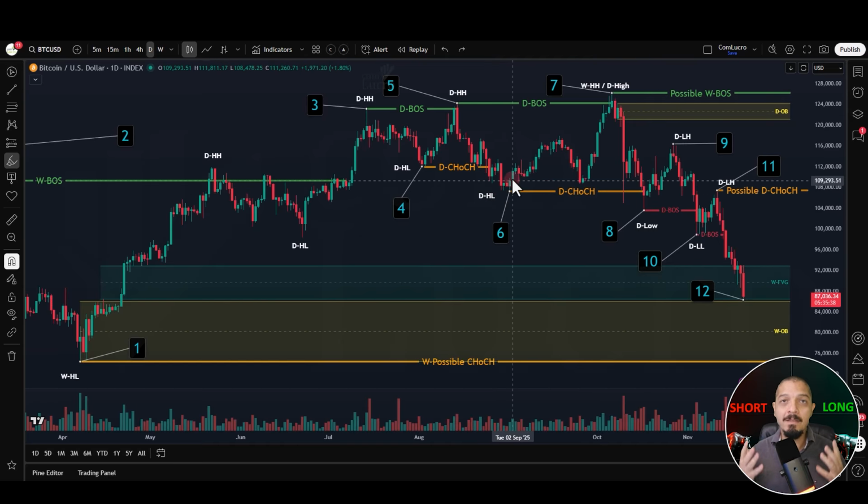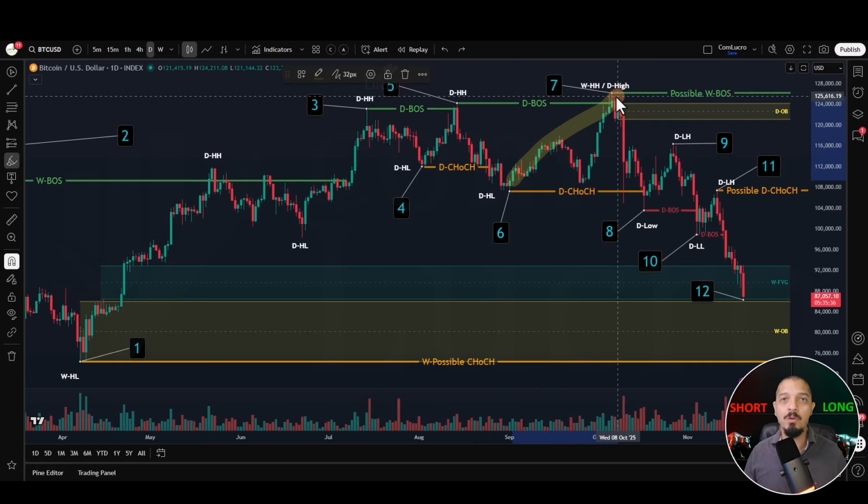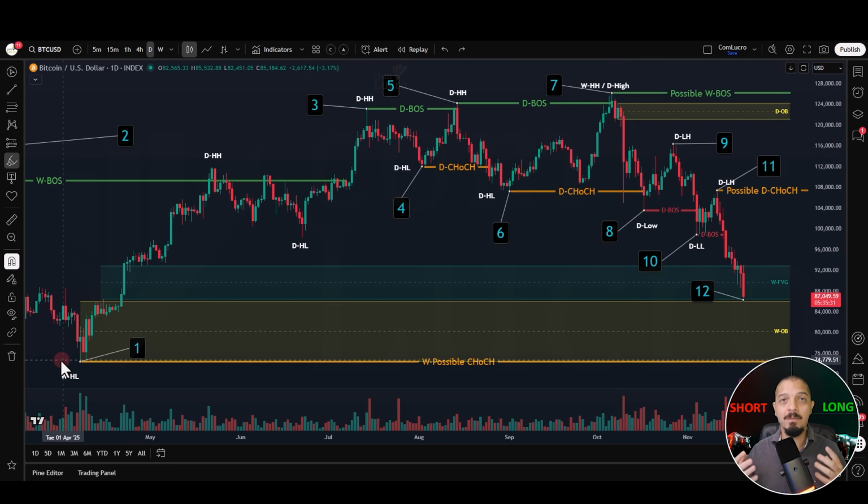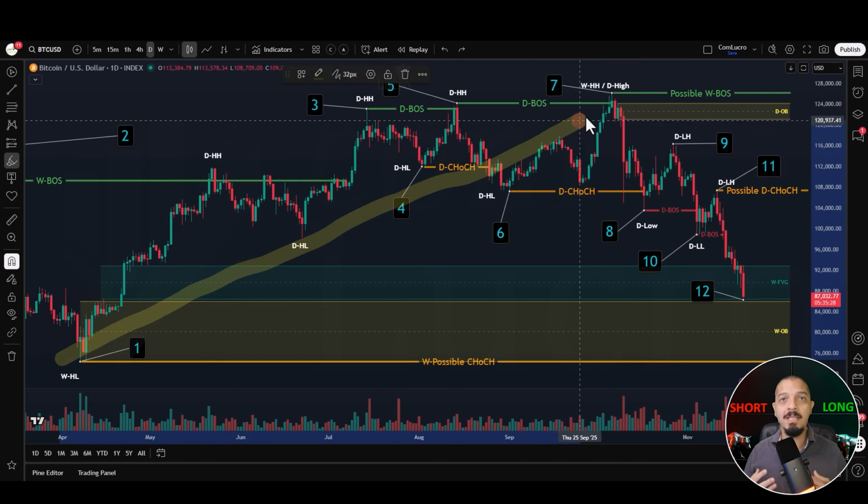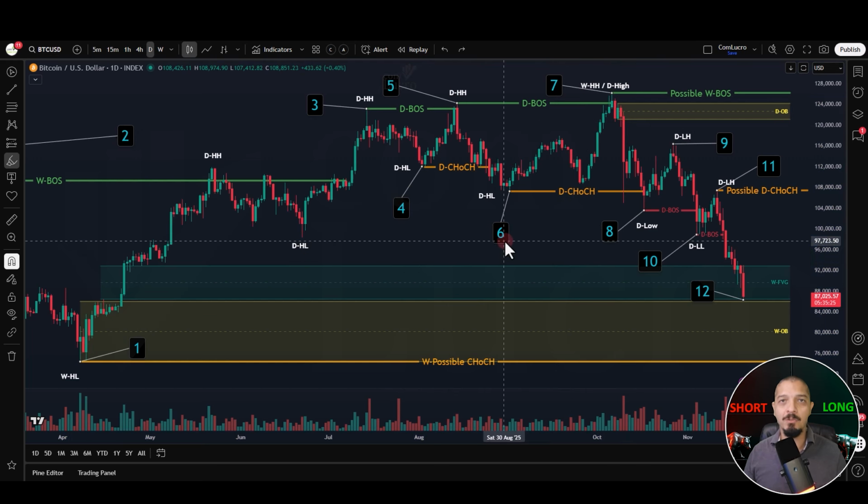Step 7. After the daily change of character at step 6, price rallies strongly and breaks above the previous major high. This confirms a new bullish break of structure and creates a weekly higher high and a new daily higher high at the same time. This movement invalidates the earlier bearish attempt and shows that the weekly trend is still dominant. Step 7 completes the entire weekly bullish leg from step 1 to step 7.